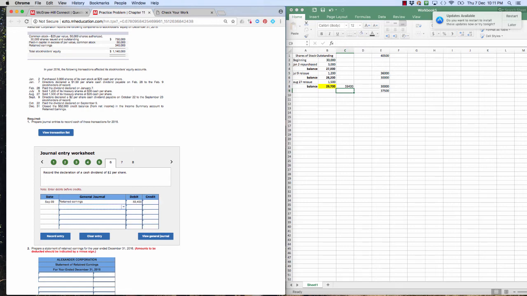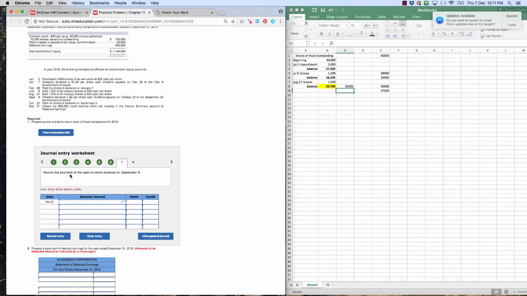And it's not cash because we haven't paid it, right? It's common dividend payable. So we've declared it, and now we owe a dividend on common stock. So common refers to common stock, dividend is dividend, and payable means it's an obligation to pay because we've declared it.